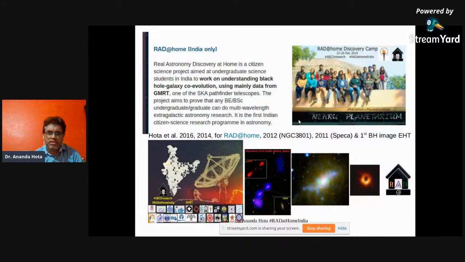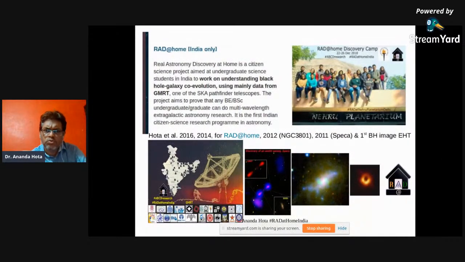As the website details, Radio at Home, Real Astronomy Discovery at Home, is a citizen science project aimed at undergraduate students mostly in India to work on understanding black hole galaxy evolution mainly using GMRT, one of the SKA pathfinders officially recognized as such. GMRT is an SKA pathfinder. The technological and scientific development that we achieve through GMRT will lead to the SKA development, which is the telescope being planned, yet to be built.